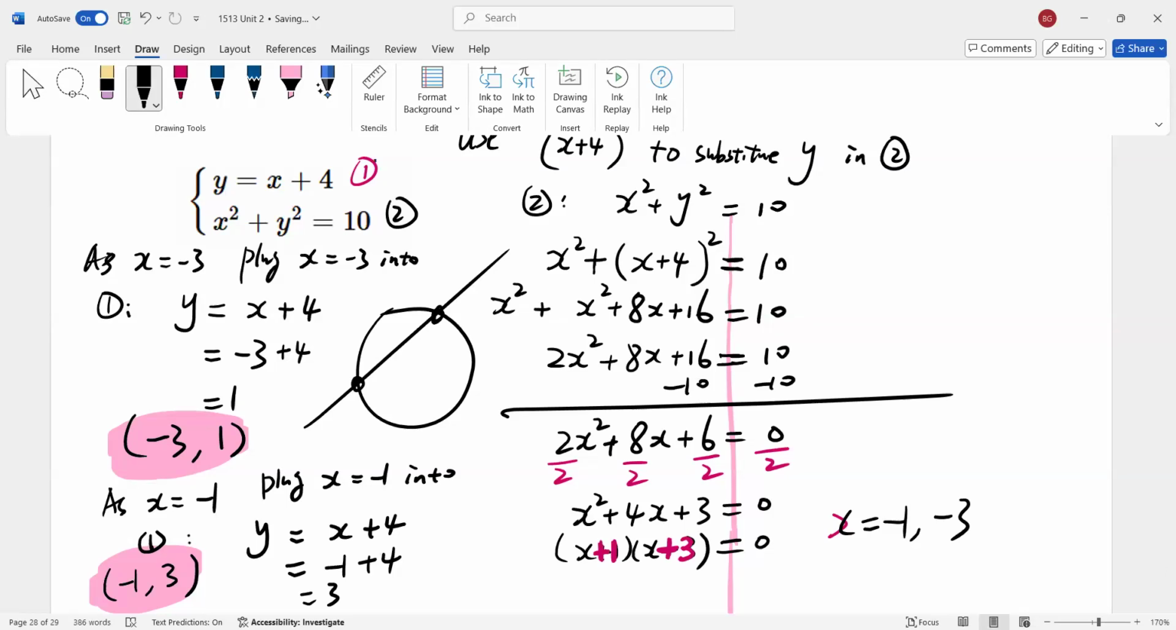Do you guys have any questions about this section, solving nonlinear systems?